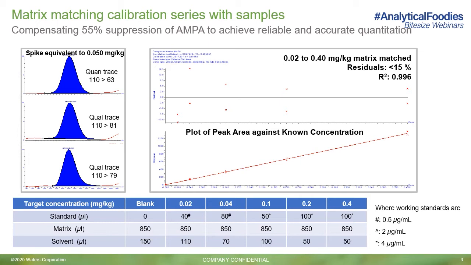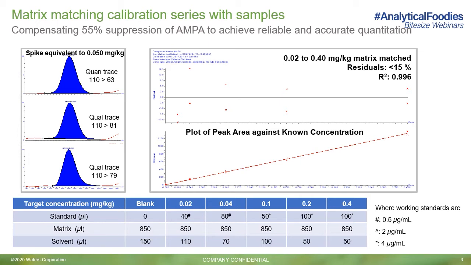Above the table, we see a summary of our resultant data achieved for AMPA. In this example, we have bracketed our analytical run with the calibration series. So you can see 2 calibration curves overlaid and the respective residuals plotted above.